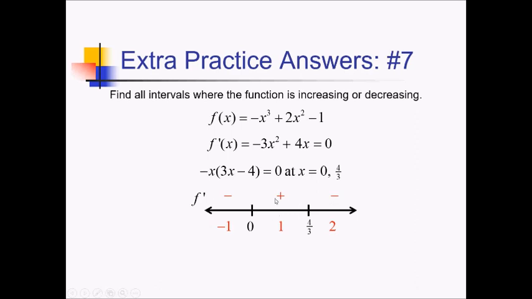Since this middle interval is positive for f prime, that means f is increasing from 0 to 4/3. And the other two intervals being negative for f prime means that f is decreasing from negative infinity to 0 and from 4/3 to positive infinity.